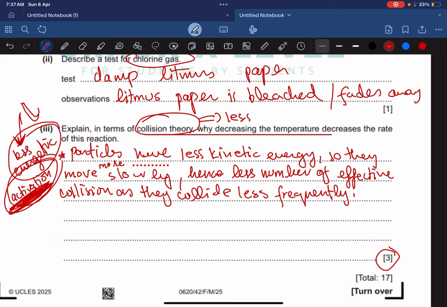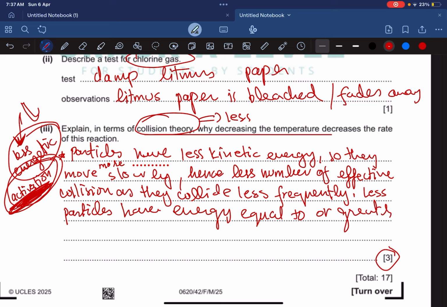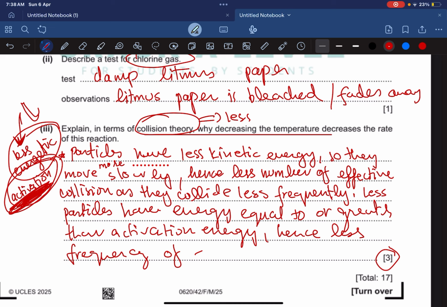activation energy is the minimum amount of energy you need in order for the colliding particles to react. So less particles have energy equal to or greater than activation energy, hence less frequency of effective collisions.